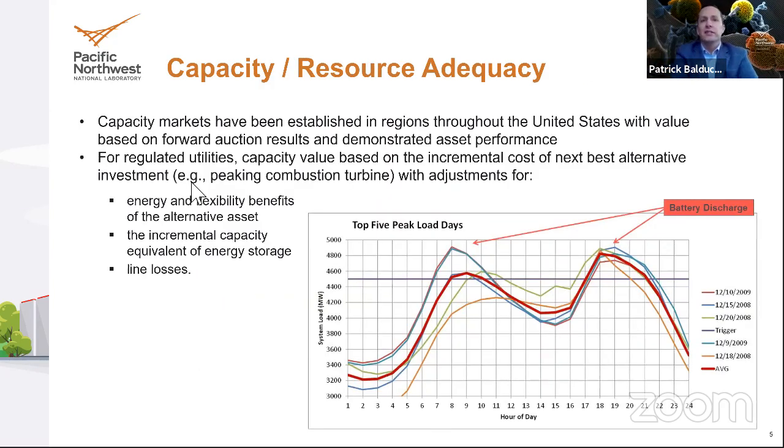Okay, we're moving on to slide 5 here. So capacity markets have been established in several regions throughout the United States, and there has been some volatility in these markets. So today, the markets are yielding fairly low values in Massachusetts and California, in the $2 to $4 per kilowatt per month. But a few years ago in ISO New England, the capacity market was yielding much higher values in excess of $10 per kilowatt per month.